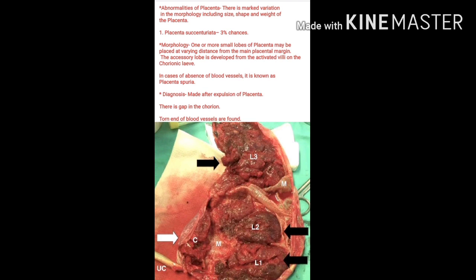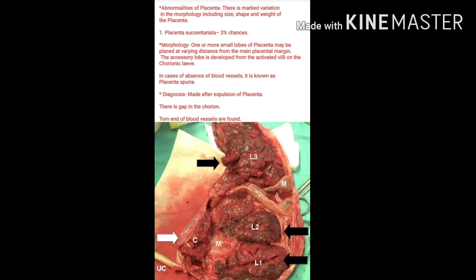The accessory lobe is developed from the activated villi on the chorionic leaf. In cases of absence of blood vessels, it is also known as the placenta spuria.